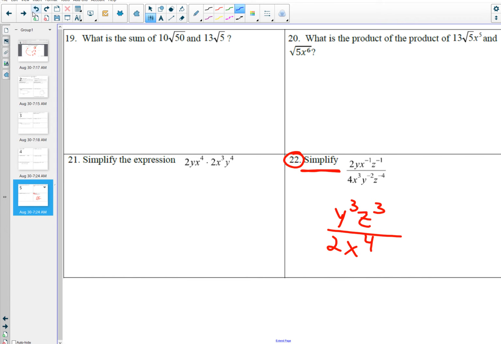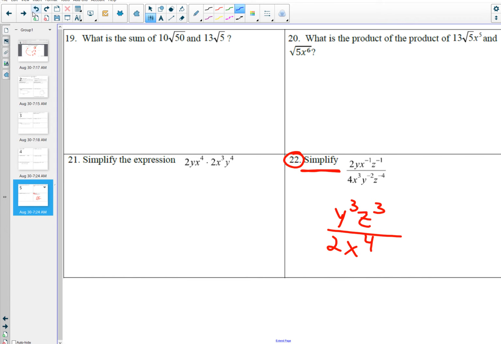Now let's move on to the y's. On the top is a y to the first. On the bottom is a y to the negative 2. Which number is greater? Which number is further to the right on the number line? A 1. What is 1 minus negative 2? 3. Where was the bigger y located? On the top, so the y to the third goes on the top.